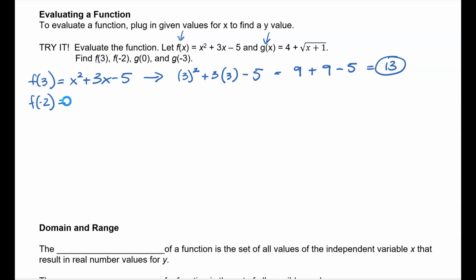Okay, f of negative 2. And this would be a great place to pause the video and try the rest on your own and then double check the answers when you're done.